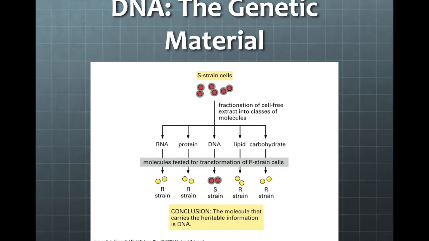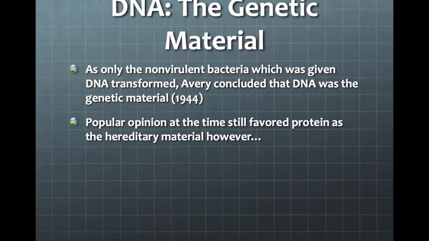When he transferred the RNA, the R strain cells were still R strain. When he put the protein into the R strain, it was still R strain. Same thing with lipids and carbohydrates. But when he put in DNA from the S strain, the R strain mutated into S strain cells. So the conclusion was that the molecule that carries the inheritable information is DNA. This was in 1944, and he concluded that DNA was the genetic material.